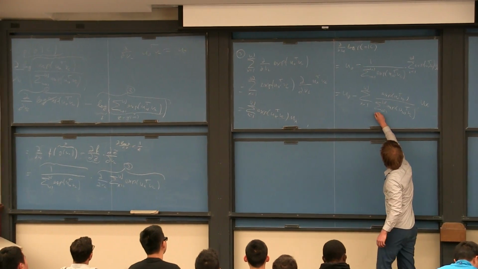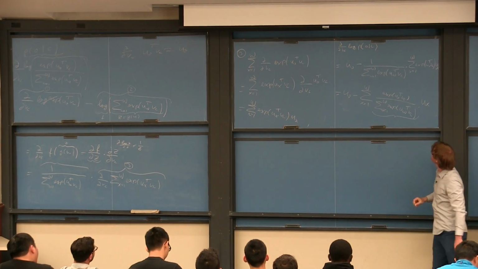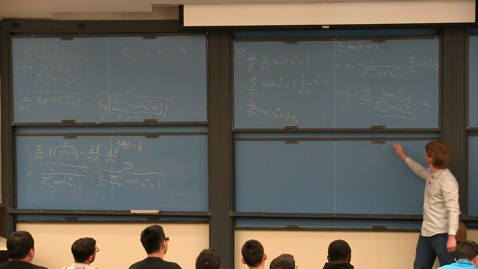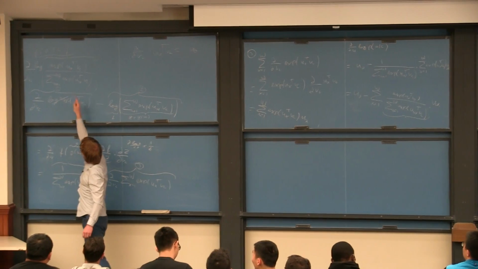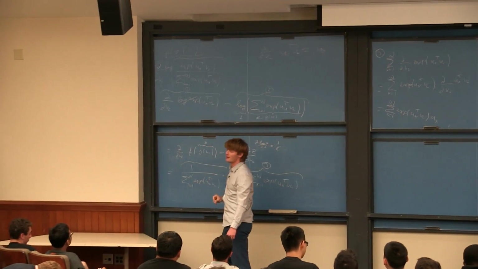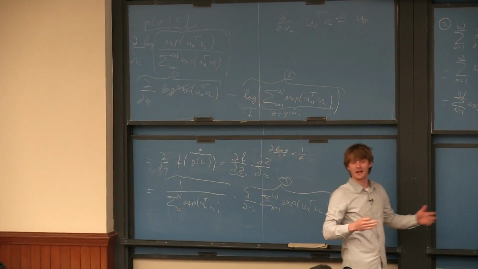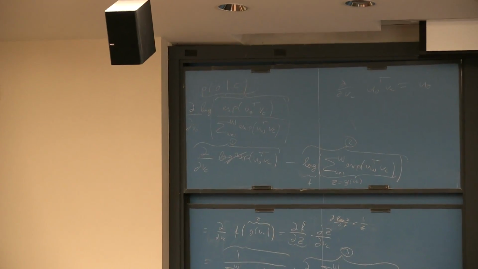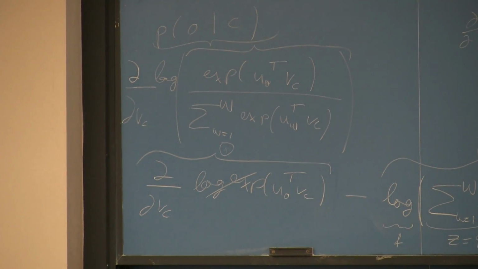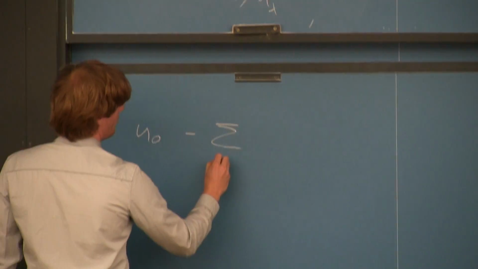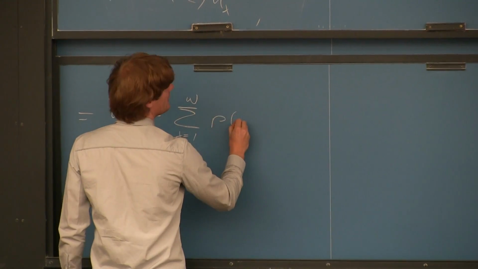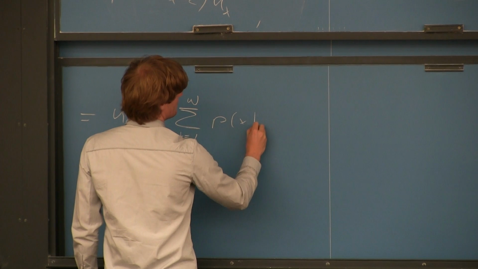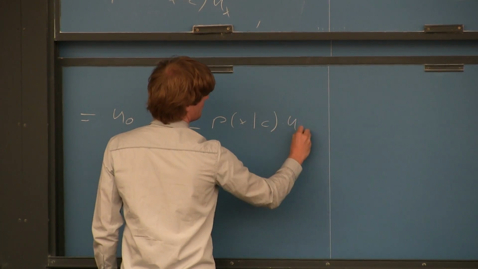All right, so now Arun had the good insight that this expression looks basically exactly like this expression, but with a different index. Instead of uo, you have ux, which you just sum over the entire vocabulary. So we can rewrite this as uo minus the sum over x equals 1 to W of the probability of x given the center word times ux.